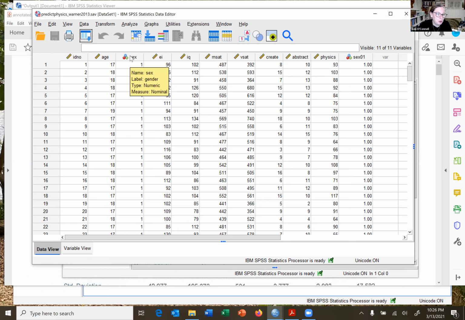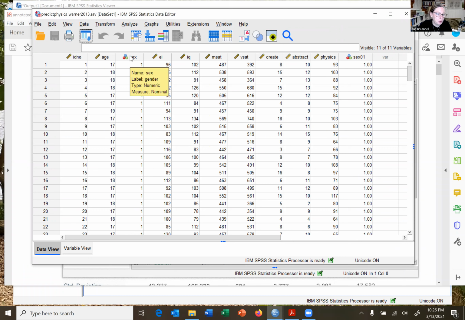So I'm going to go ahead and share my screen. The example that I want to work through first is not repeated measures, but it's one we're really familiar with, and that's the physics data. So we're just going to look at how we can answer similar questions in regression using the GLM module.